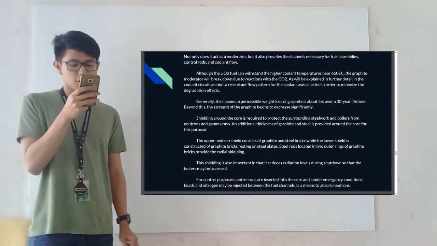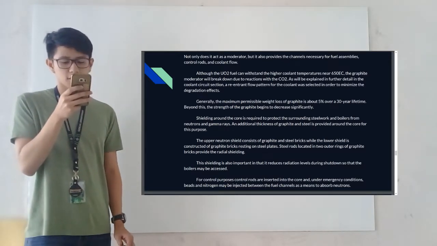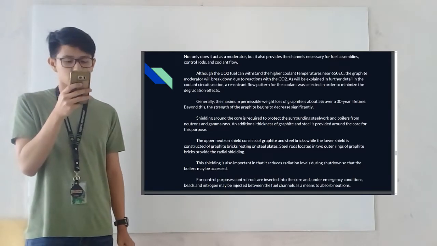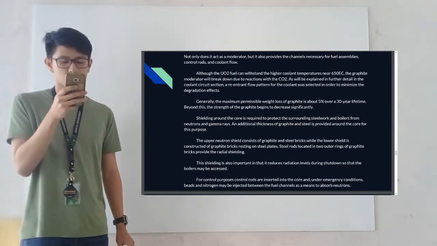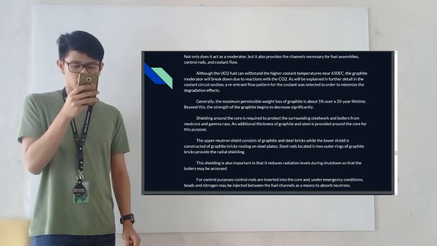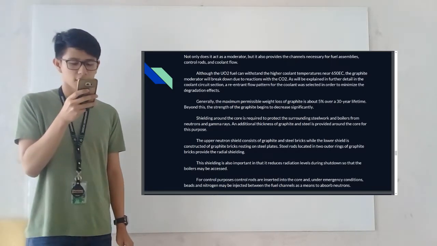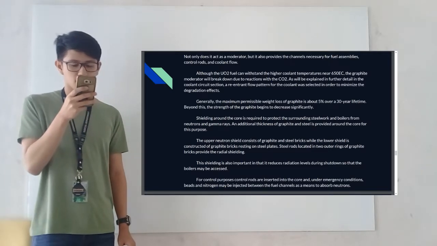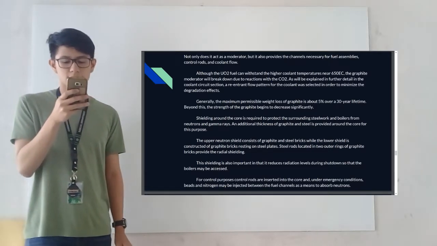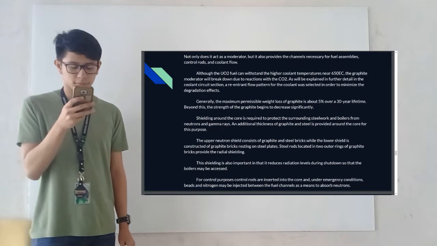The shielding is also important in that it reduces the radiation levels during shutdown so that the boilers may be accessed. For control purposes, the control rods are inserted into the core, and under emergency conditions, beads and nitrogen may be injected between the fuel channels as a means to absorb neutrons.